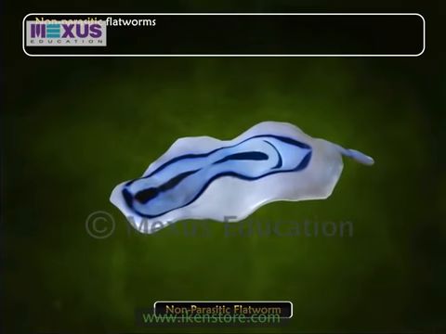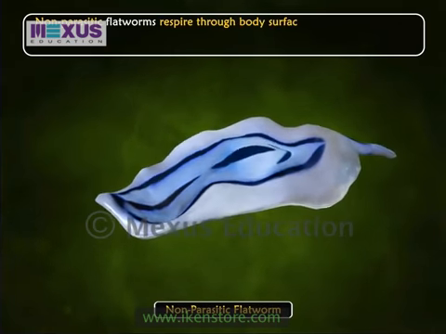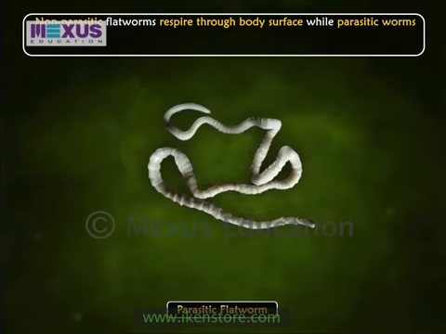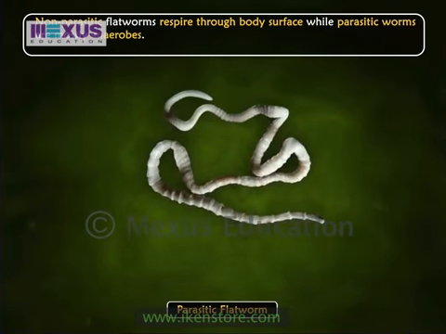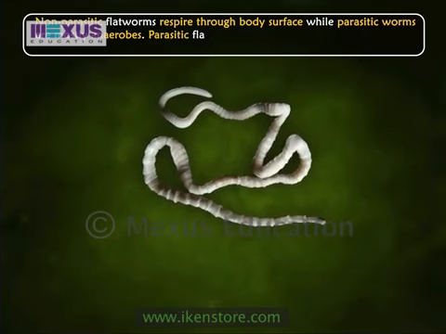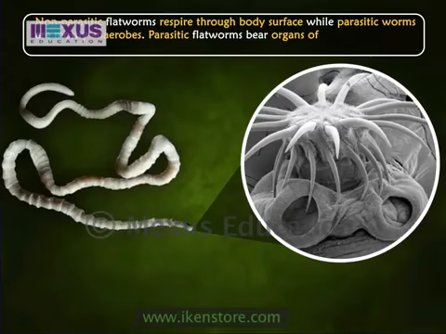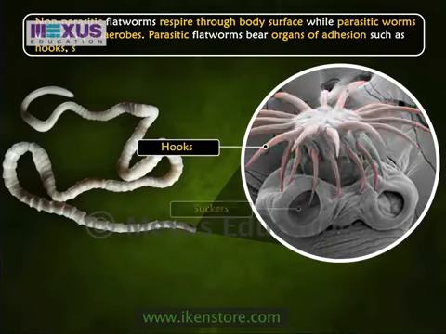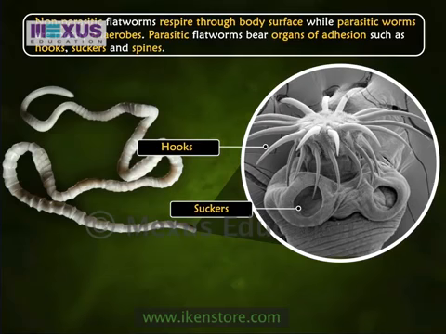Non-parasitic flatworms respire through their body's surface, while parasitic worms are mostly anaerobes. Parasitic flatworms bear organs of adhesion such as hooks, suckers, and spines.